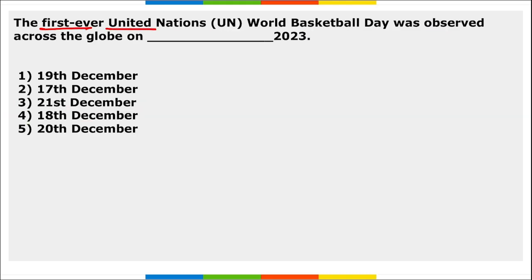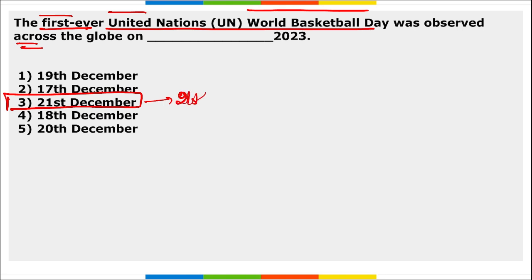Next, the first ever UN World Basketball Day was observed across the globe on dash. So, first ever UN World Basketball Day was observed across the globe on 22nd of, I correct myself, it was observed on 21st of December. Right, on 21st of December, we observed the first edition of World Basketball Day. Next question related to this can be: in which year did we observe the first World Basketball Day? So it was in 2023, and it was basically observed to create awareness about the sport of basketball.